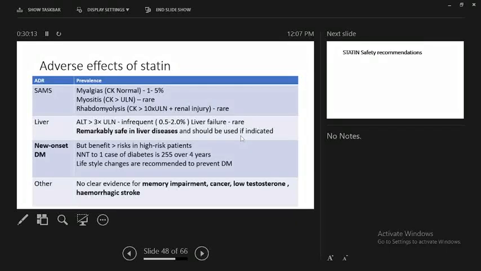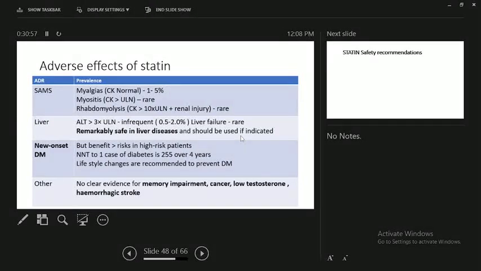So what are the side effects of the statin? Actually, statins are well tolerated, and all the side effects which I have mentioned are rare. SAMS is statin-associated muscle symptoms, the myalgias. In that situation, CK is normal, again in only 1 to 5% of patients. Myositis is when the CK is increasing, again rare. Rhabdomyolysis is when the CK is about 10 times elevated with renal injury, again rare. You don't have to worry about these things. You can always start statin if it is indicated.